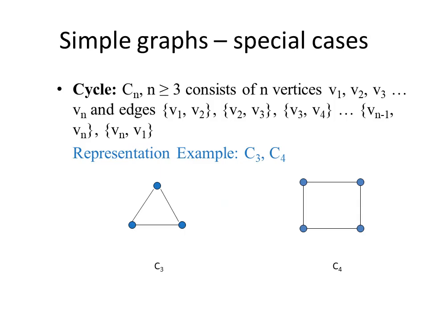Then the cycle. So n is greater than or equal to 3, meaning having vertices v1, v2 up to vn and edges v1 v2 up to vn v1. So a cycle in the sense that if you start from the first vertex, while traversing you again come to your initial vertex. That is a cycle.